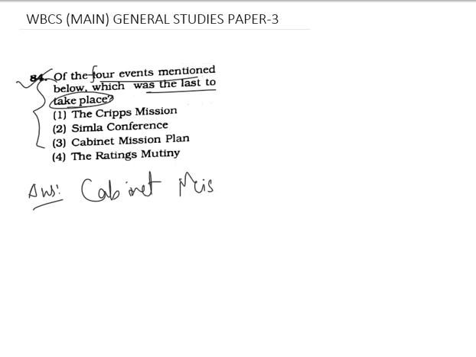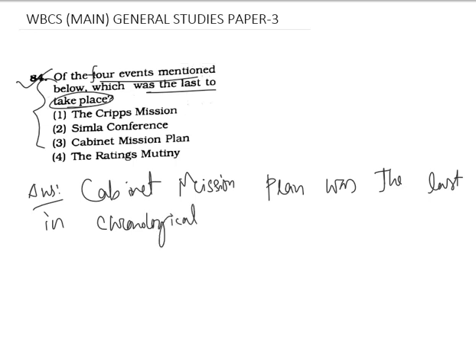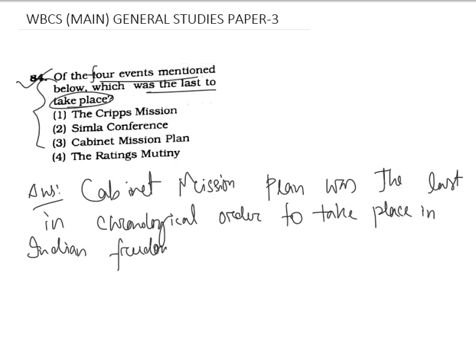Cabinet Mission Plan was the last in chronological order to take place in Indian freedom struggle history.